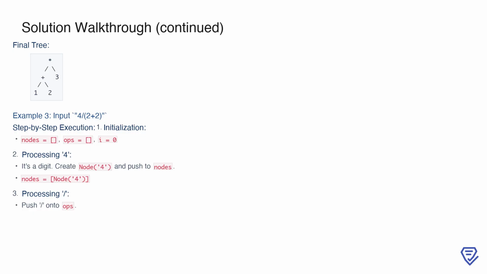This results in the final tree structure with asterisk as the root, the plus subtree as its left child, and 3 as its right child. The tree accurately represents the input expression, with proper precedence and grouping of operations.